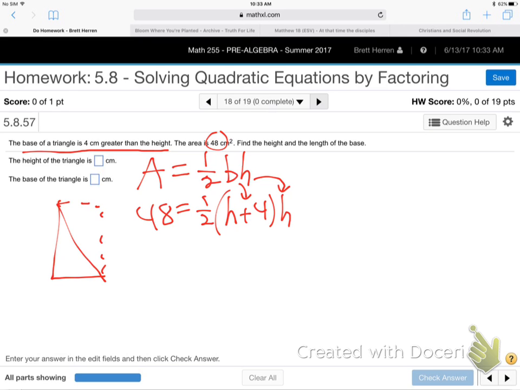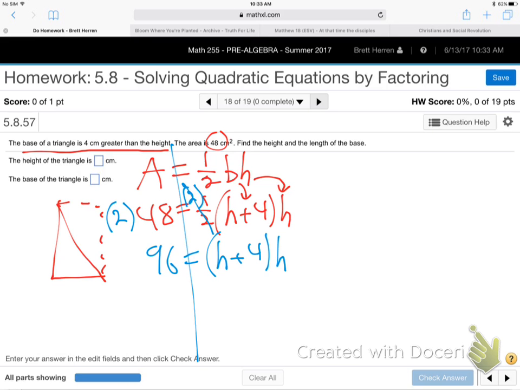And then you've got to get rid of that half. That half's just going to cause problems. So what you do right away, just to get that half out of there, is you multiply both sides of the equation, right? It's an equal sign. Do the same thing to both sides. By 2, gonzo. 2 times 48 is 96. See, I got rid of the half.